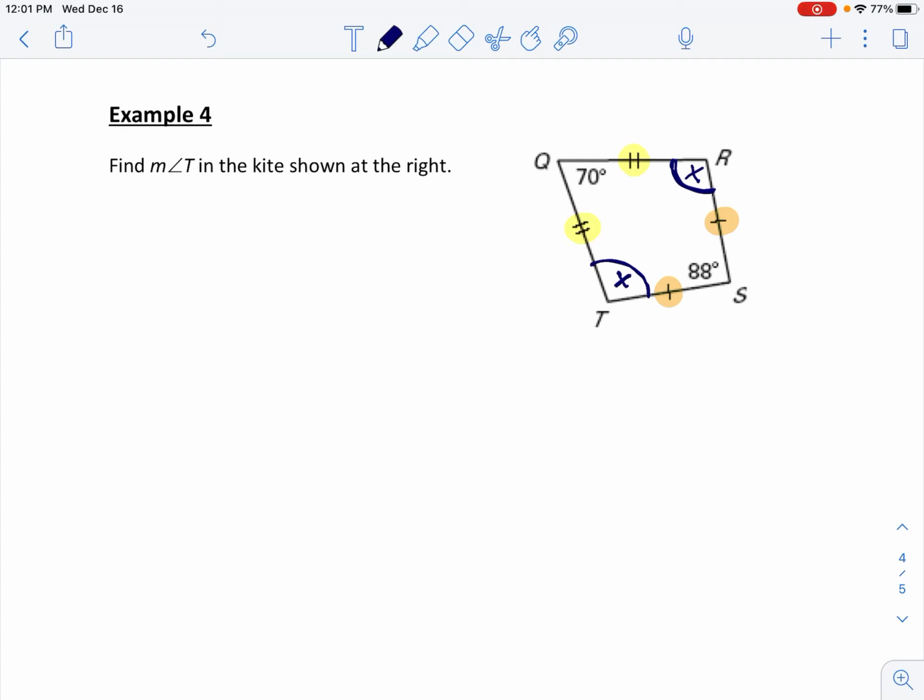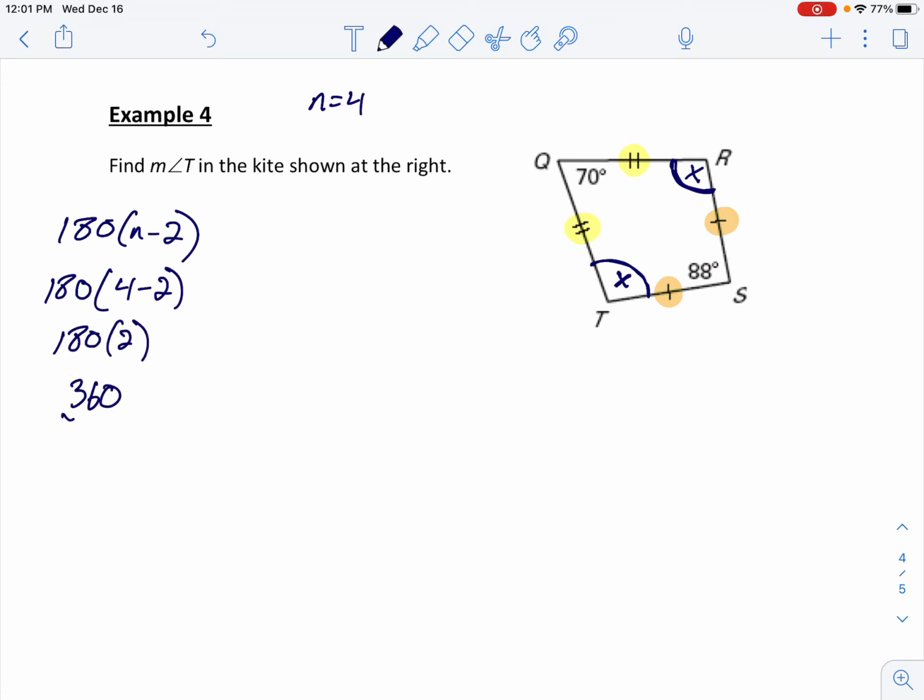And I want you to recall that if I wanted to find what all four of those would equal, we can still do this. We can do 180 times n minus 2. This is going back to 8.1. N equals 4 because this is a quadrilateral. We got four sides. So I'm going to figure out what all these angles add up to. I'm going to put 4 into n, and we do 180 times 2, which is 360. Now, what's important about 360? If I take x plus x plus 70 plus 88, if I add all those four angles up, remember, that has to be equal to the 180 times n minus 2, which we just said was 360.